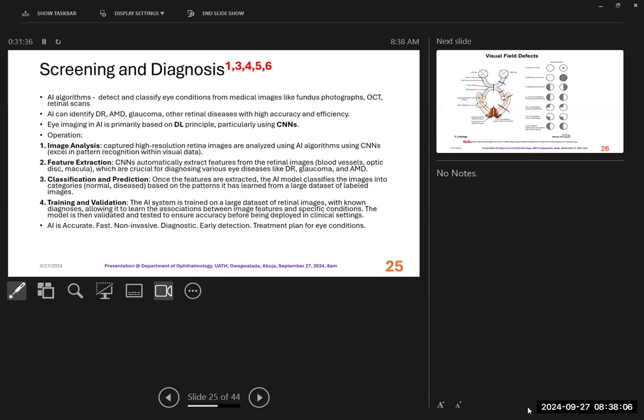So it can actually classify all those images into normal and tell you this is a normal macula, this is a normal optic disc. Okay, this is a pathological optic disc. It can grade, it can tell you that this is if you are diabetic. AI can do all those from the images.